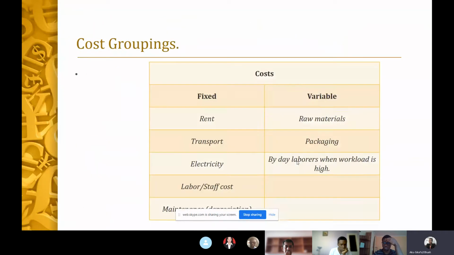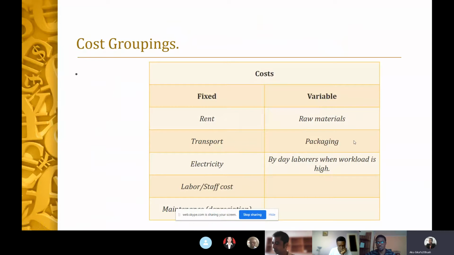The next thing she does is to group these costs into either fixed or variable costs. So we can see that under the fixed costs, she has the rent, the transport, electricity, staff or labor costs, and then the depreciation or the maintenance of the tools and machinery. And then under the variable costs, she has the cost of raw materials, the packaging, and then there's this by day labor.